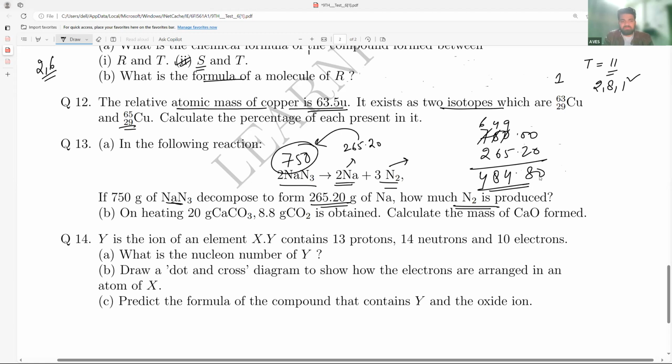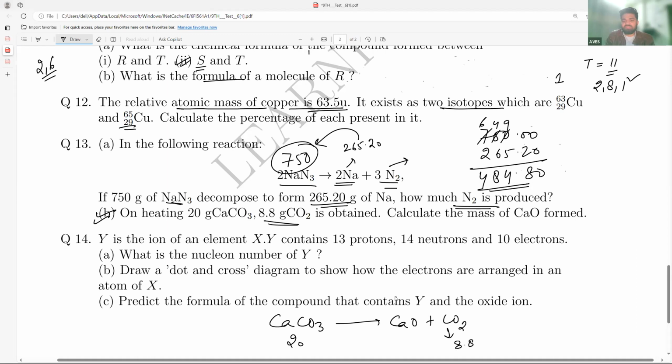Now the B part of this one is that on heating 20 gram of calcium carbonate, we get this much grams of carbon dioxide. Calculate the amount of calcium oxide formed. This is a very simple question. Calcium carbonate is CaCO3, and you have 20 gram of this one. When you heat it, you will get calcium oxide plus carbon dioxide. How much carbon dioxide are you going to get? You are getting 8.8 grams.